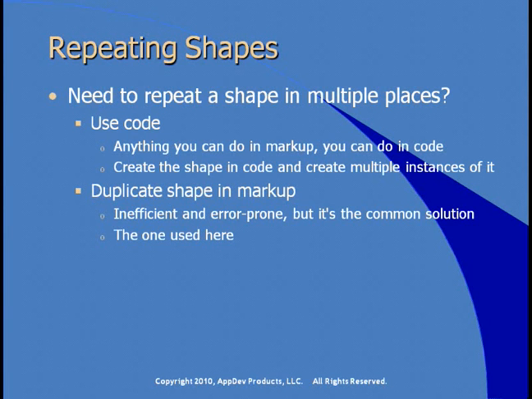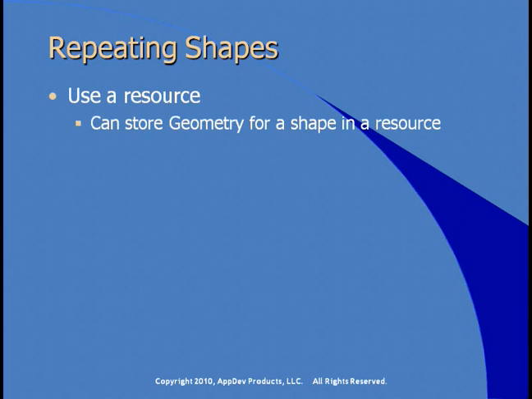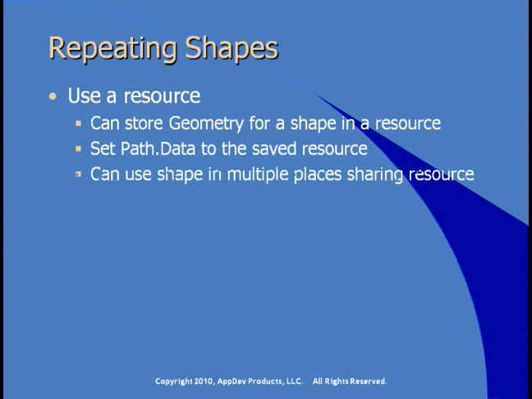And in Silverlight, these are the only two options we have. In WPF, you also have the option of using a resource. You can store the geometry for a shape in a resource, and then set path.data to that resource. Therefore, you can use that shape in multiple places by sharing that resource. This option isn't available in Silverlight. Our sample uses this technique, so we only create the shape once and then use it in multiple places by storing it as a resource.